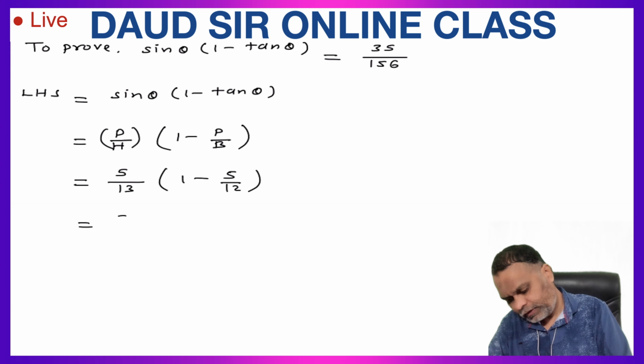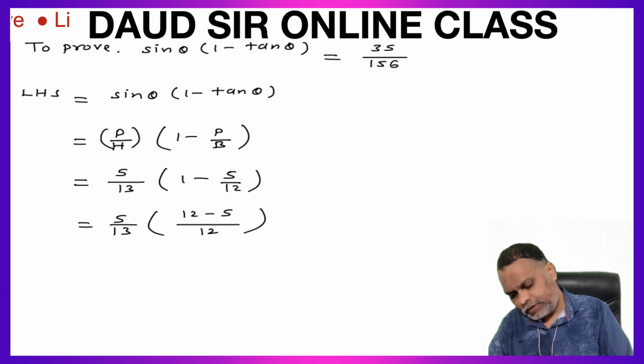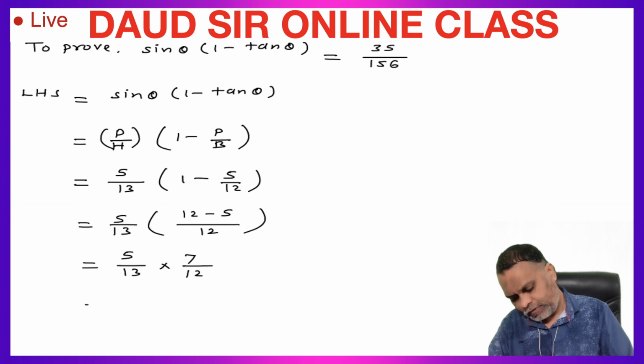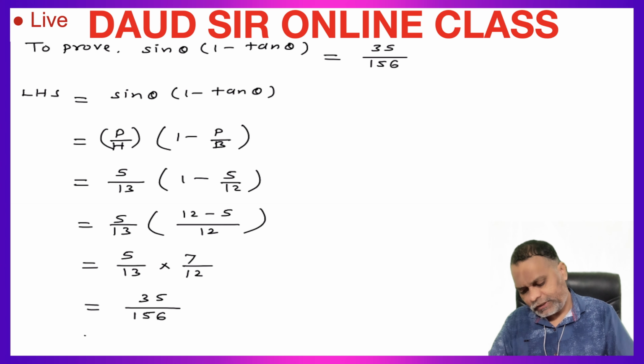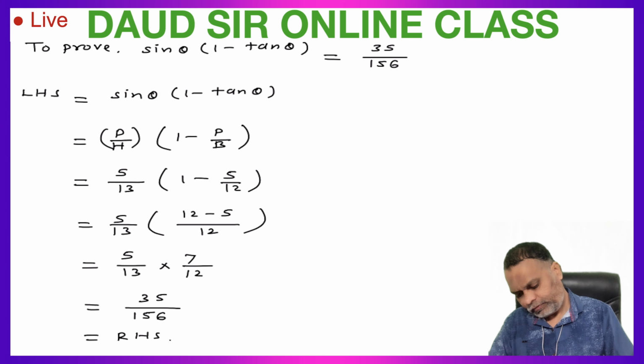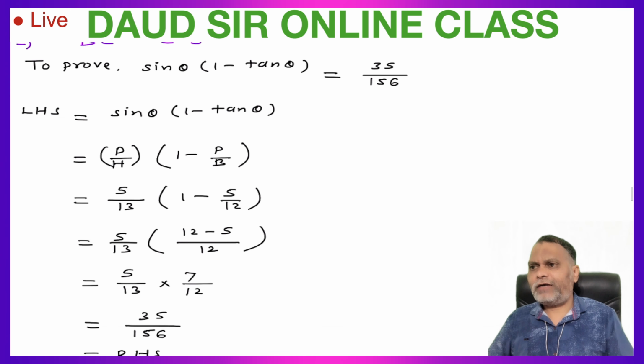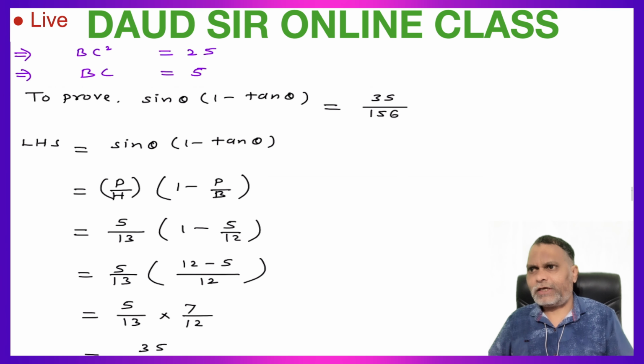Simplify this. Just 5 upon 13 as it is. Take LCM, 12. So this is 12 minus 5, which is equal to 5 upon 13 into 12 minus 5, 7 upon 12. 5 times 7 is 35. Multiply 13 into 12: 12 times 3 is 36, carry over 3; 12 times 1 is 12 plus 3 is 15. So 156. 35 upon 156 is equal to the right hand side. So this is the required right hand side.